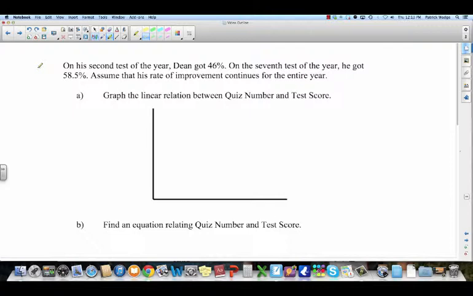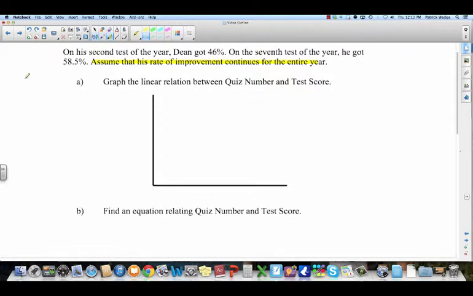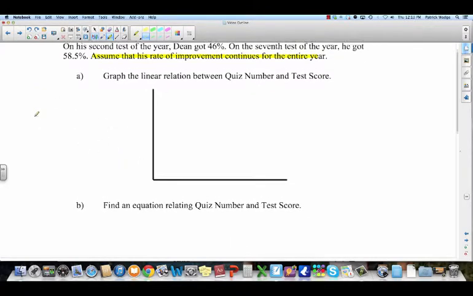On his second test of the year, Dean got 46%. On the seventh test of the year, he got 58.5%. Assume that his rate of improvement continues for the entire year. That's a pretty huge assumption. It's almost for sure not true that he's going to continue improving for the whole year like that, but who knows? And if he does improve, probably not by the same amount either. It's kind of weird, but that's what we do sometimes in high school math. We make assumptions like that. So we're going to do the same sort of thing. We're going to graph it, find an equation, and answer some questions.